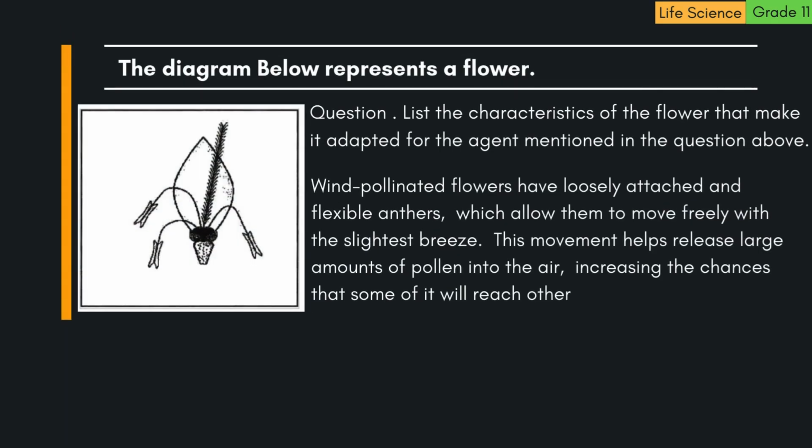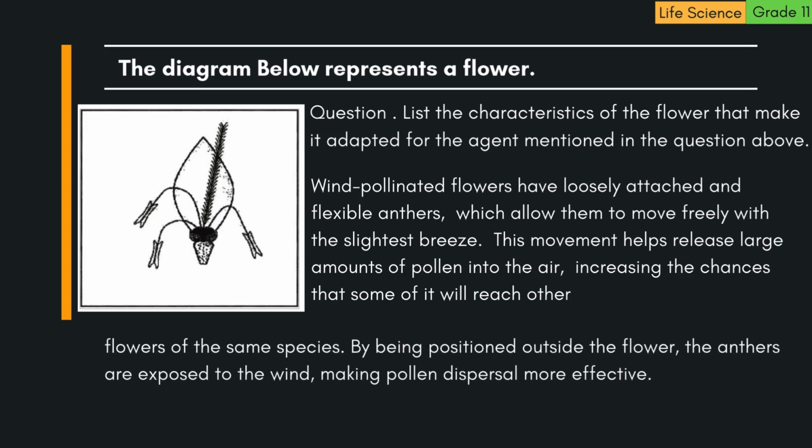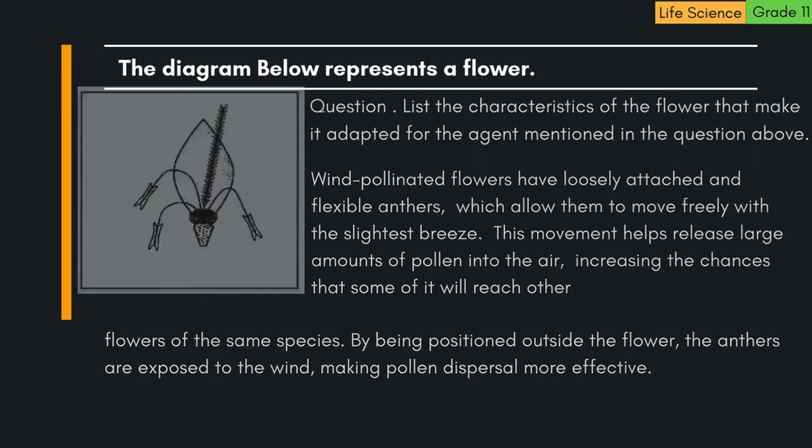3. Wind-pollinated flowers have loosely attached and flexible anthers, which allow them to move freely with the slightest breeze. This movement helps release large amounts of pollen into the air, increasing the chances that some of it will reach other flowers of the same species. By being positioned outside the flower, the anthers are exposed to the wind, making pollen dispersal more effective.